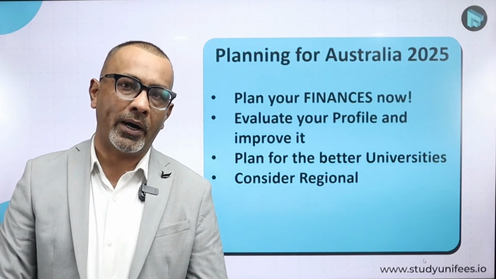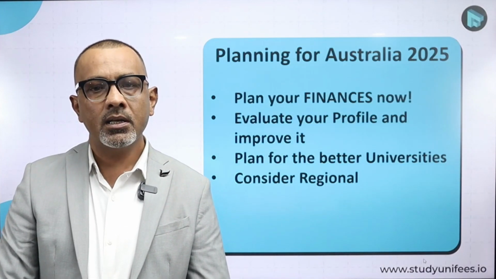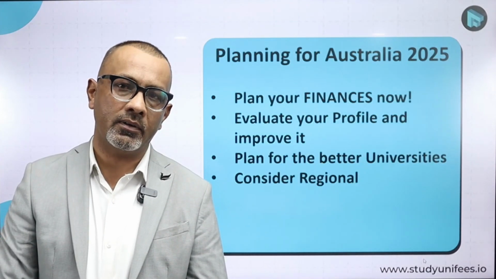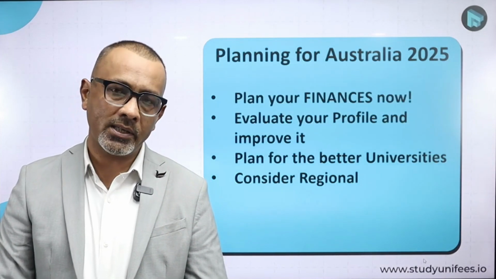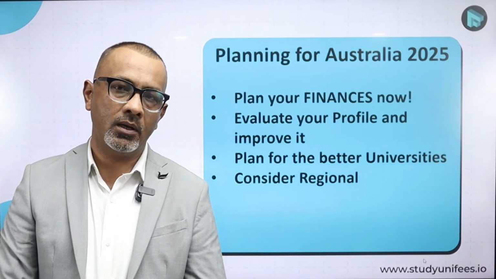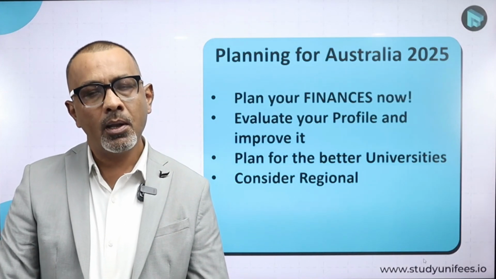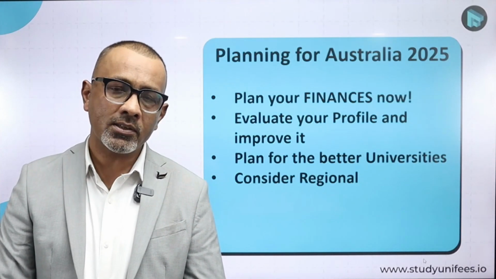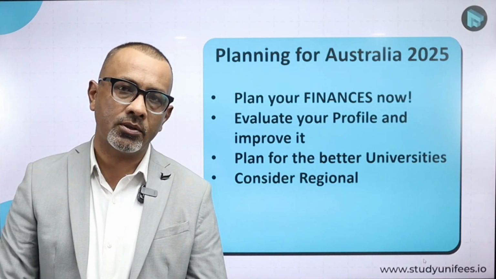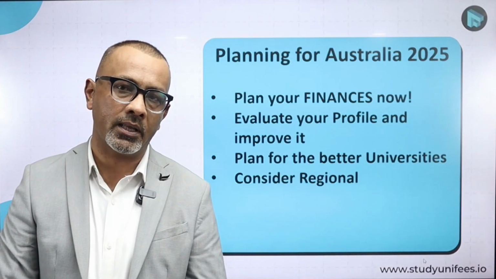So, how do you prepare in the best way possible for your plans to study in Australia? Firstly, start planning your finances right now. In 2025, the onus on you to basically demonstrate that your finances are adequate will be much greater. Look at your profile and find ways to improve it. Also, plan for the better universities, the ones that are higher in the risk assessment. Finally, it's a good idea to consider regional universities, even though there are some disadvantages associated with them.